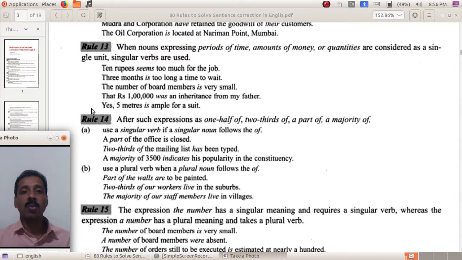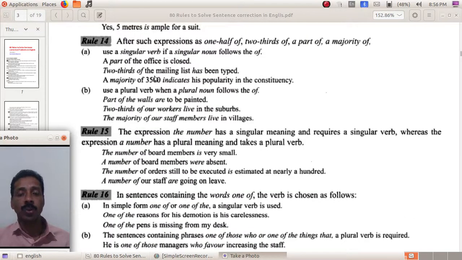Then when nouns expressing periods of time, amounts of money or quantities are considered as a single unit, singular verbs are used. 10 rupees is a single unit. Seems too much for the job. 3 months is too long a time to wait. The number of board members is very small. Yes, 5 meters is ample for a seat. So, periods of time, amounts of money or quantities can be taken as a single unit. So, a singular verb is to be used.